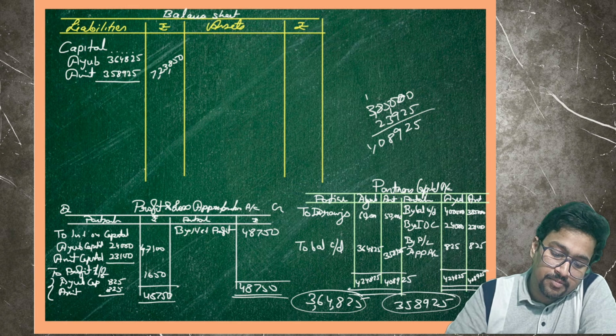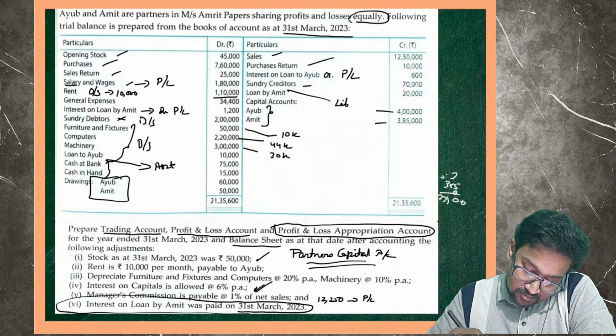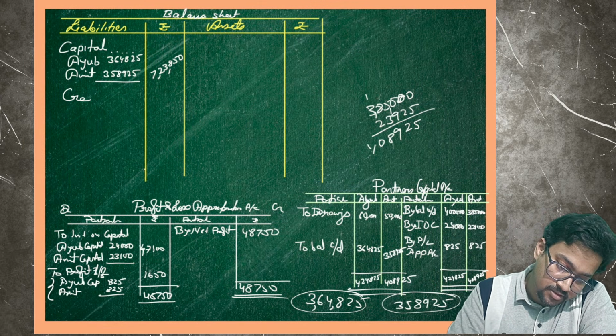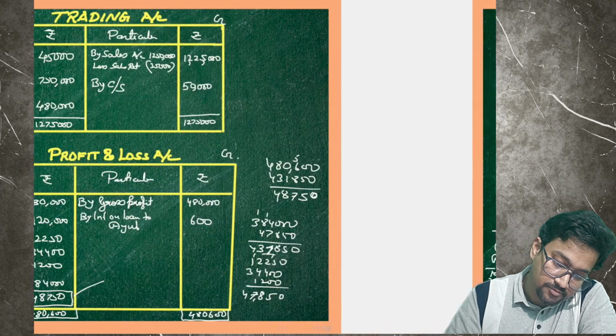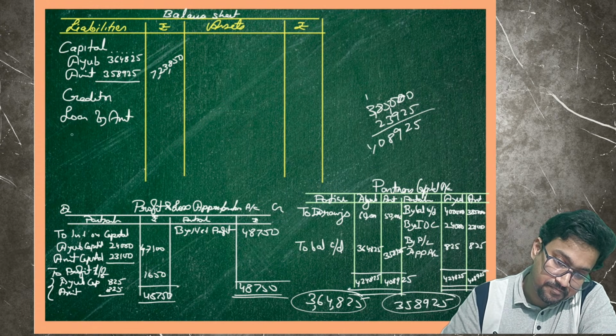Okay. Now after this, anything else? Let me check. Then we have creditors, loan by Amit, and what else? Yeah, outstanding salary.